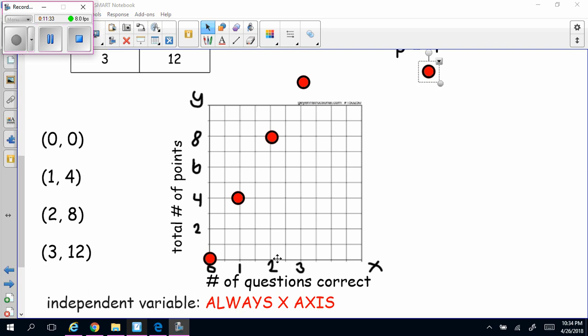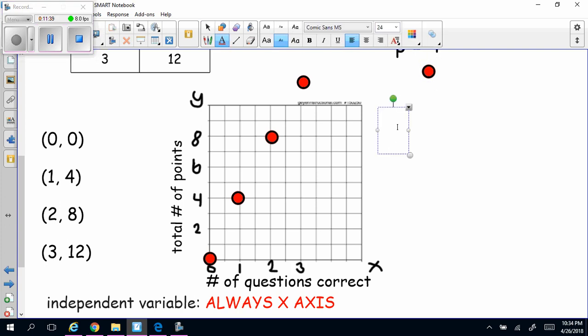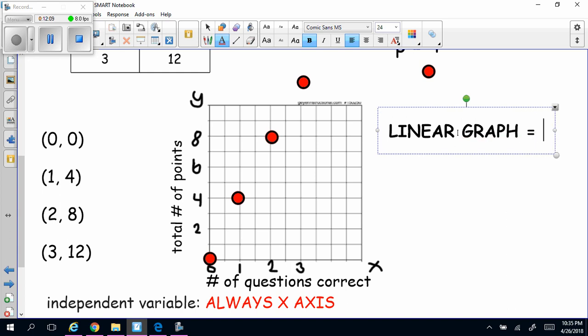Now, what do you notice here? This graph is what we call linear. Linear. So this graph is linear. It's going in what we would call a line. Look at the first part of this word, linear, line. This lets us know that we have a correct graph. Now, this lets us know that it is proportional. So a linear graph equals proportional.